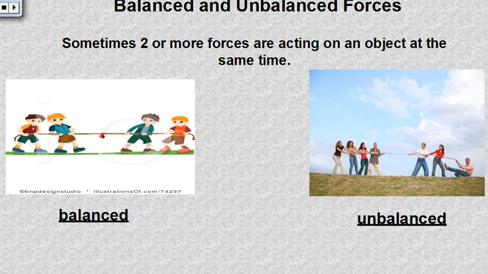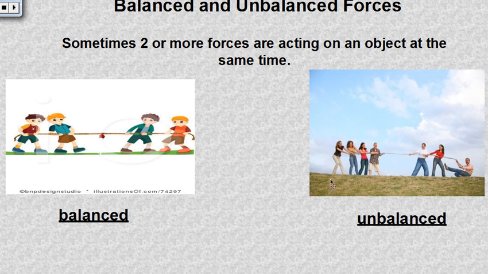So what does all this net force mean? We actually have 2 types of forces. We have balanced and we have unbalanced. So when we have 2 or more forces acting on an object at the same time, we have to classify them as either a balanced force or an unbalanced force. Hopefully you guys have picked up on things that are balanced probably has an equal amount of size, equal amount of force, whereas something unbalanced is unequal.